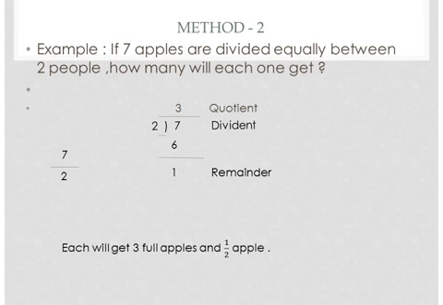And then we write the divisor as the denominator and the quotient as the whole number. So you write 7 upon 2 is equal to 3, and 1 is the numerator. You write the remainder as the numerator and 2 is the denominator. So 1 upon 2. So the answer is 3 and 1 upon 2. So each will get 3 full apples and 1 upon 2 apple, meaning each will get 3.5 apples.